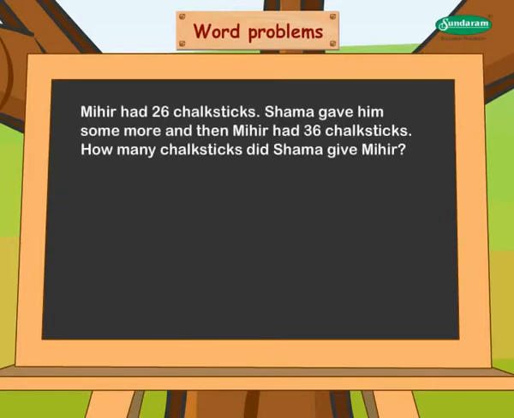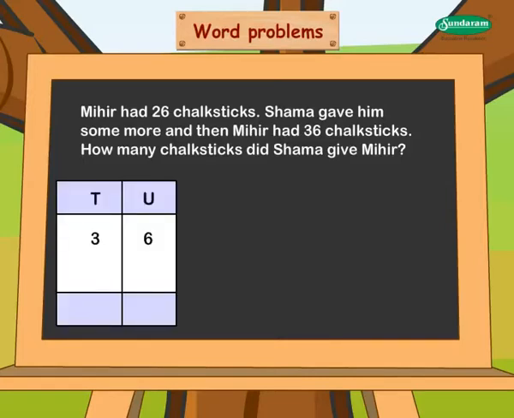Mihir had 26 chalk sticks. Shama gave him some more, and then Mihir had 36 chalk sticks. How many chalk sticks did Shama give Mihir? 36 minus 26, 10. Shama gave Mihir 10 chalk sticks.